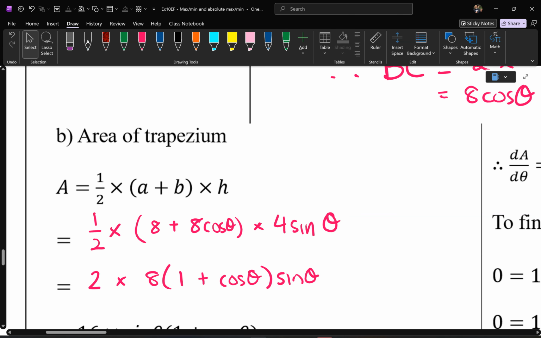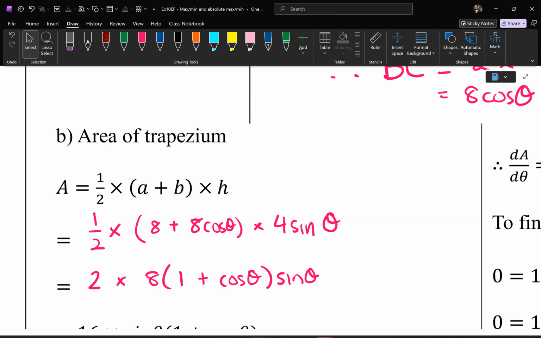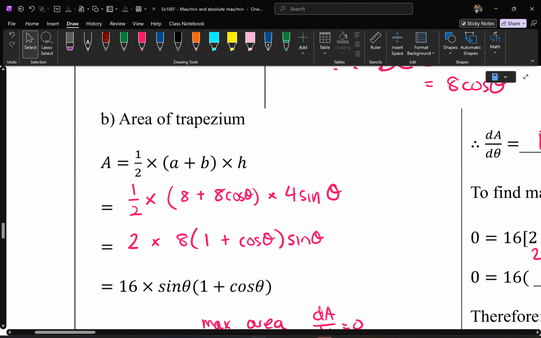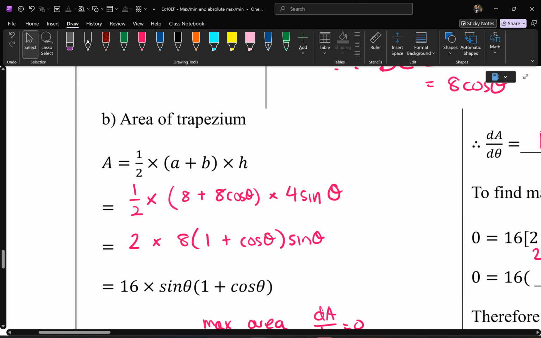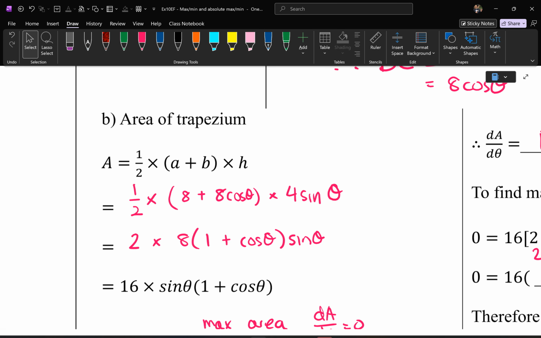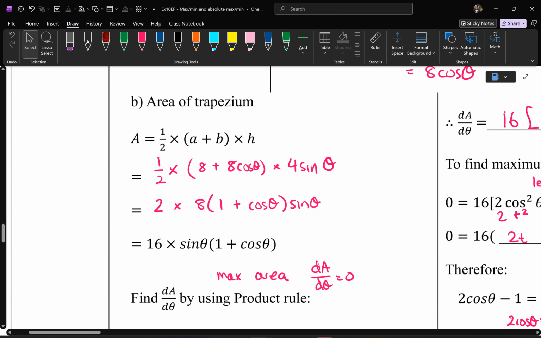Diameter plus 8 cos theta. Factorize the 8. 2 times 8 and times the 4. So 4 times half times 8 gives you 16. And you've got 1 cos theta here. Don't forget the sine theta there too. Okay. So what am I guiding you through?